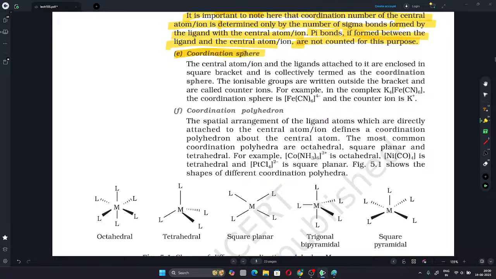The next is coordination sphere. The central atom or ion and the ligands attached to it are enclosed in a square bracket and collectively termed the coordination entity or coordination sphere. The ionizable groups are written outside the bracket and are called counterions. For example, in the complex K4[Fe(CN)6], the coordination sphere is [Fe(CN)6]4-, and the counterion is K+.